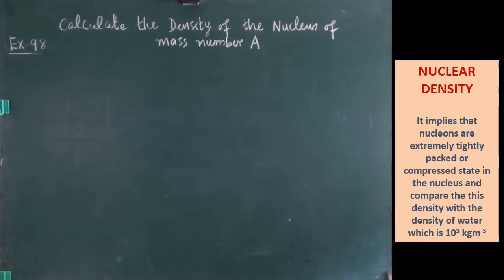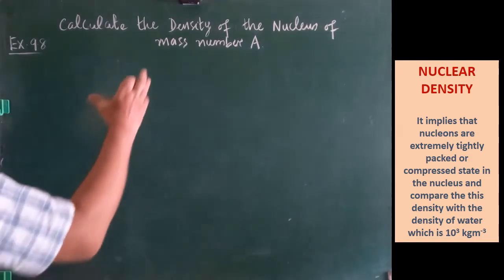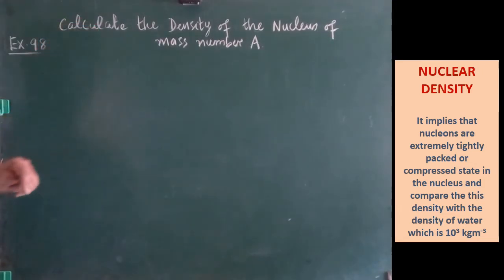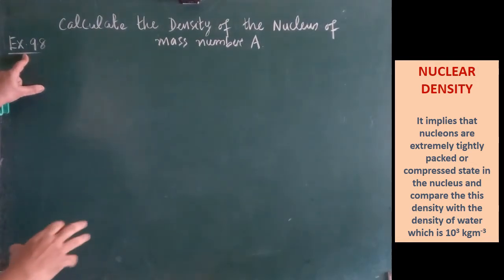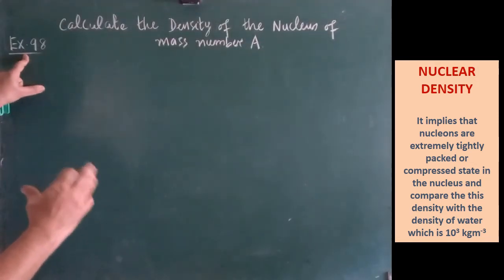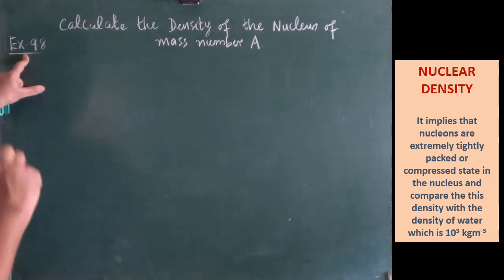Now we are going to calculate the nuclear density, that is, the density of the nucleus whose mass number is A. Actually, we are going to derive the expression for the density of the nucleus. This one is given in the form of a problem. It is not given as a separate title.